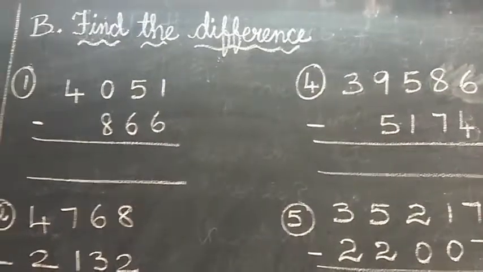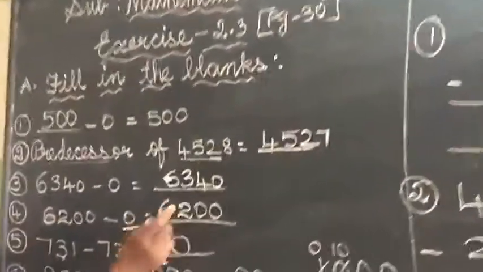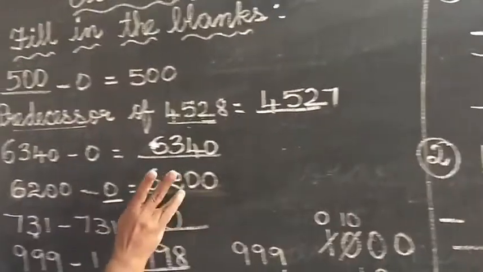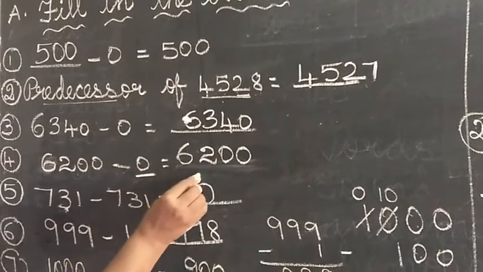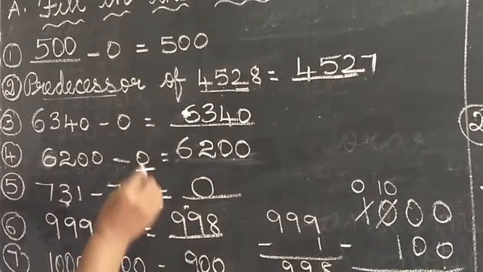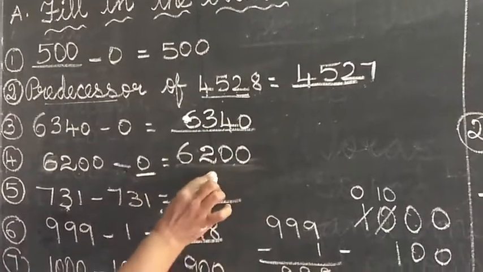Okay. See, only one correction I have now. Coming to the fill in the blanks, I have written here, this will not be dash now. Mistakenly I have put 6,200 minus 0 is equal to 6,200. Here it is 0. I have underlined this one. Okay children, correct it.